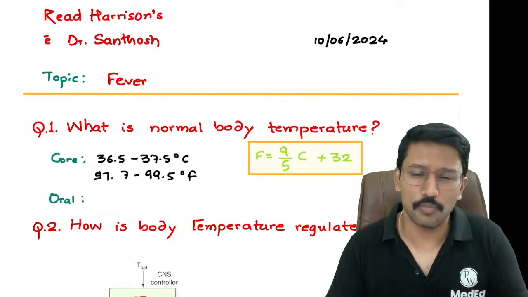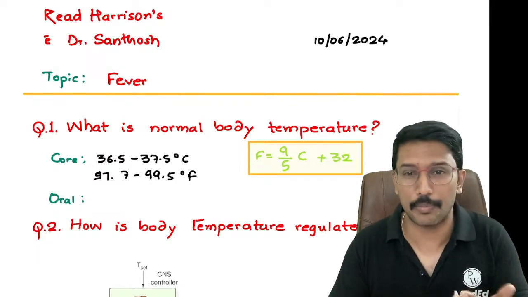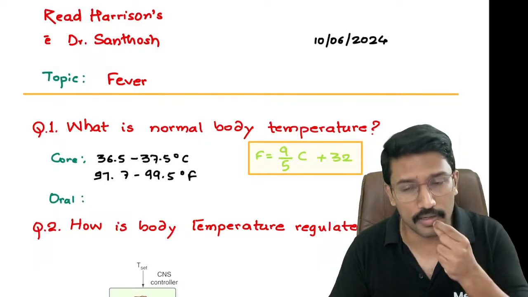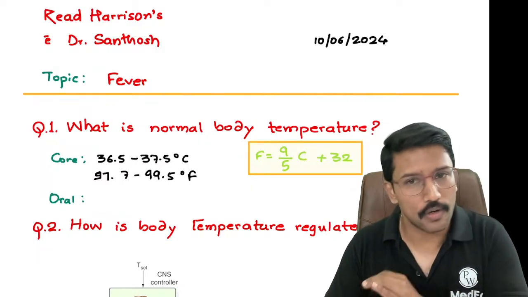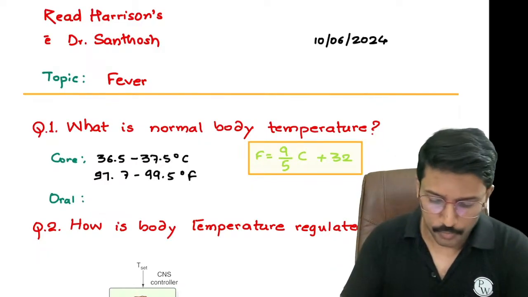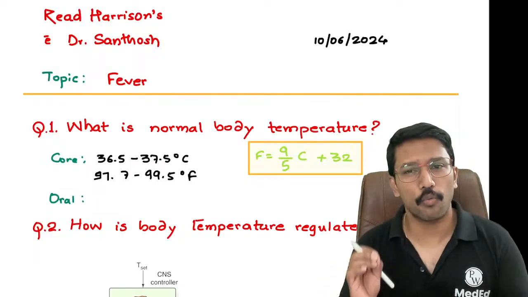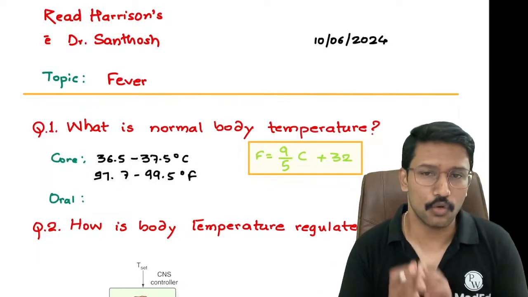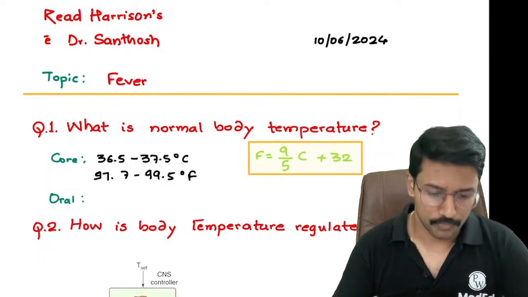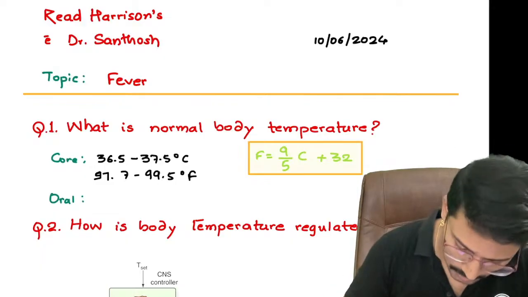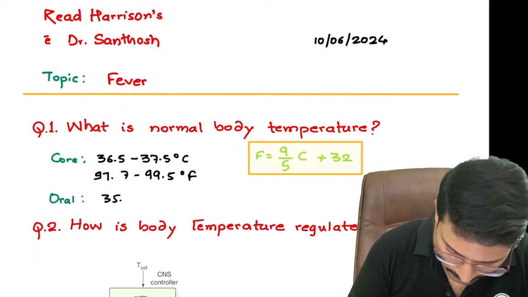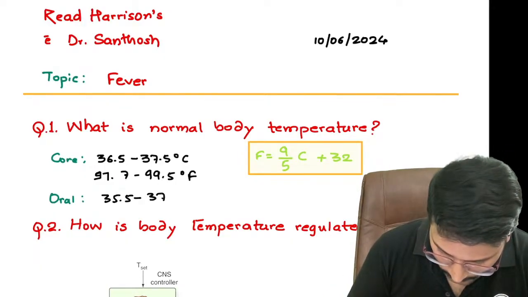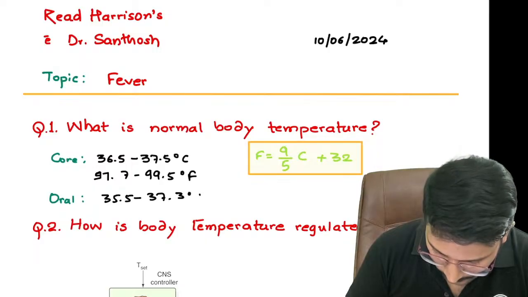Normally we breathe through the mouth, right? Because of that, there is heat dissipation from the oral cavity, so the oral temperature will be lower than the core body temperature. How much lower? Generally around 0.4 degrees Celsius lower than the core body temperature. So the normal oral range is 35.5 to 37.3 degrees Celsius.